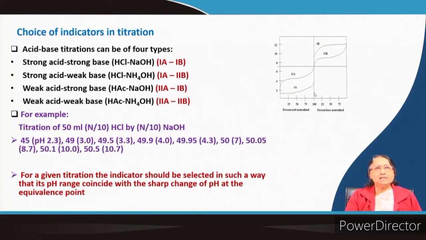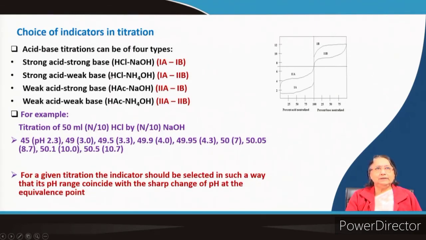Okay, but in case of this type of titration, strong acid versus weak base, then this is the curve 1A versus 2B, 1A and 2B, this is the curve. So, the range is here only. So, you can choose some indicator where the pH range will fall in this range.